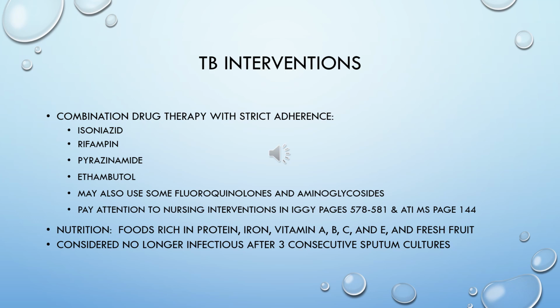There is some good information on your medications as well in your ATI book on page 137. And don't forget about nutrition. We want to make sure they have proper nutrition to heal those cells, so things that are high in protein, iron, vitamin B, and vitamin C. And the patients are considered no longer infectious once they have 3 consecutive sputum cultures that come back negative. At that point, they are considered no longer infectious to the rest of the population, and they will be removed from isolation.